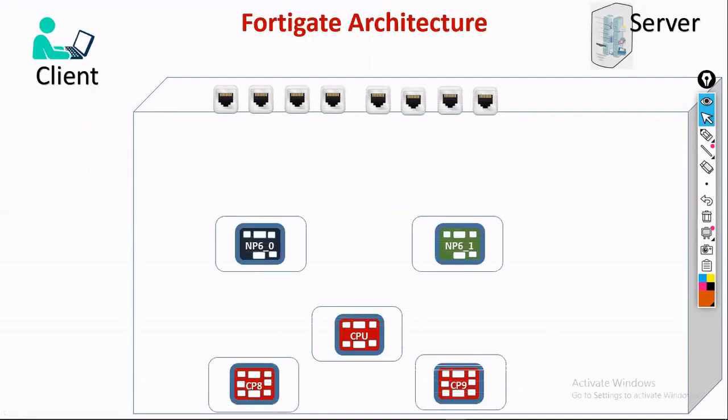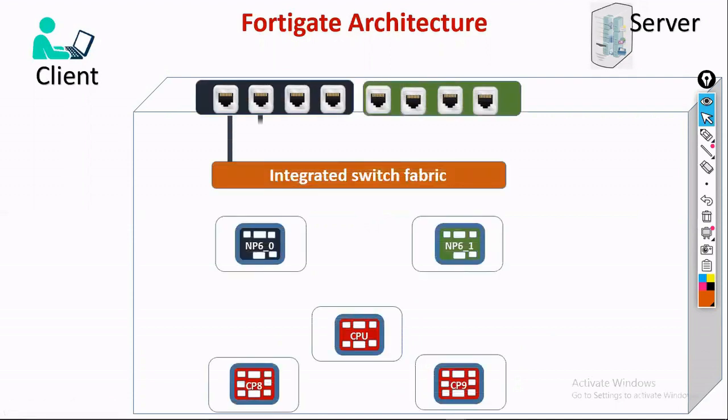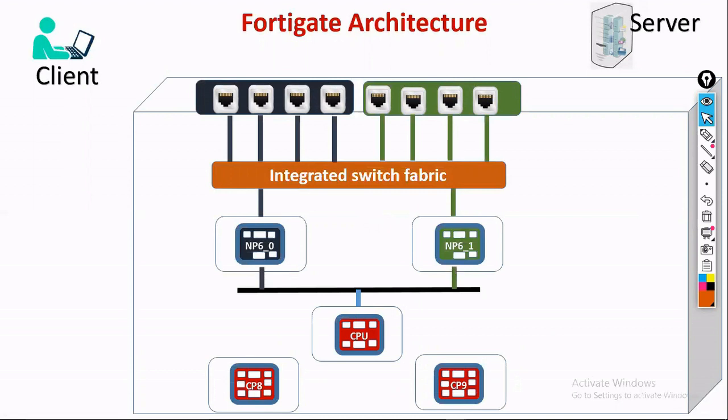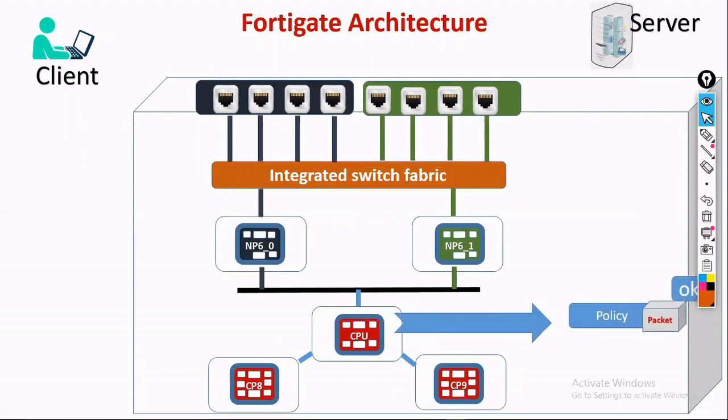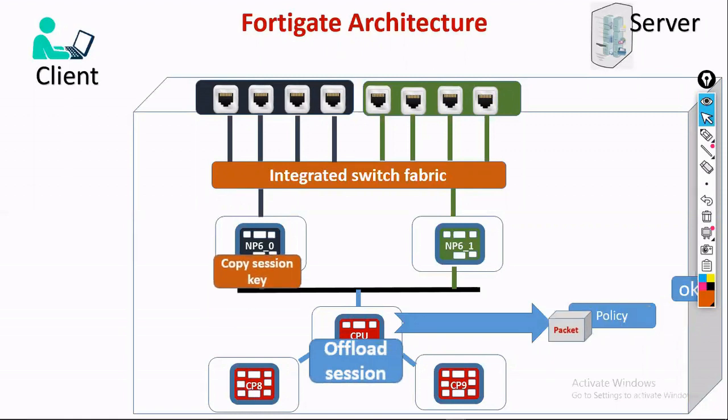And the CPU checks, okay, if there is a policy, what will the CPU do? The CPU will just copy the session key to the NPU, any of the NPUs, NP6 0 or 1, wherever your interface is. So it says check the policy, offload the session. Now your session is offloaded and keys are copied to the NP6. Now your packet will go to the server.